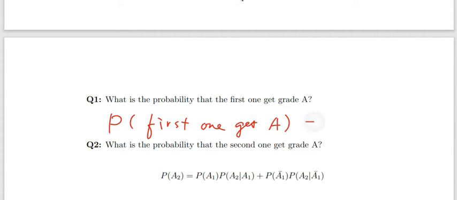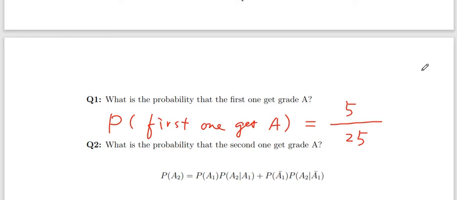Such a probability for the first one is very easy, right? We have 25 grades, and only 5 A's. So this is the chance. If you pick one grade, you get an A, right? If you are the first one.